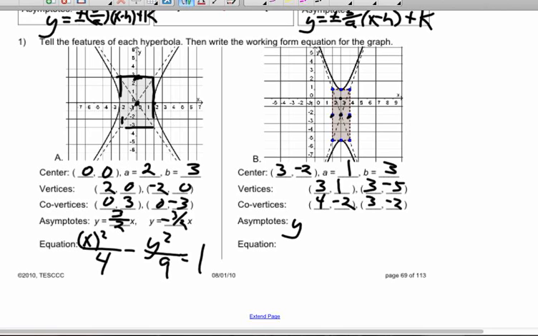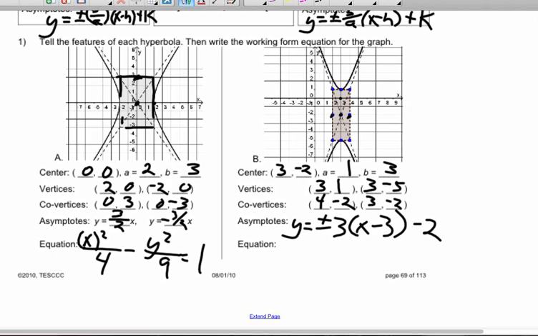It's going to be y equals plus and minus. If you remember right, it's b over a, so 3 over 1 gives me 3. Then I'm going to have x minus h, which is 3. And then we had the plus k, which is a negative 2, and we added a negative 2. And those are the equations for my two asymptotes.